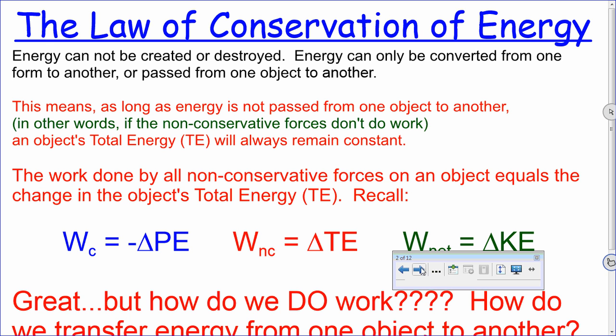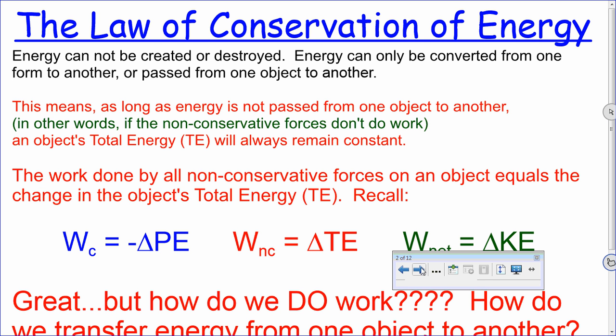So you've seen this before, but just as a quick reminder, in this holistic sense, conservation of energy says that the amount of energy we have in the universe is a constant. What that means for us is, as long as energy doesn't get transferred from one object to another, then the total energy is constant. And that's what's been happening. Now we're going to start talking about what happens when energy gets transferred from one object to another.